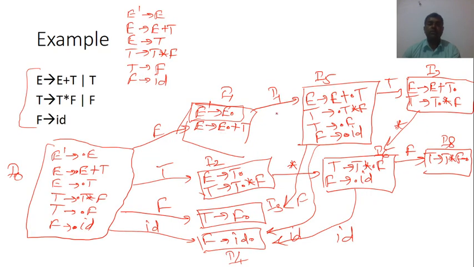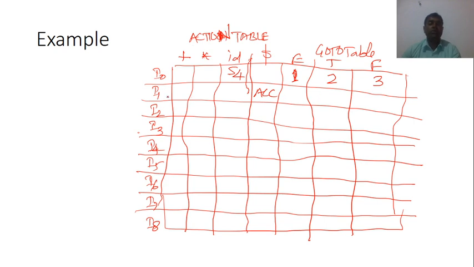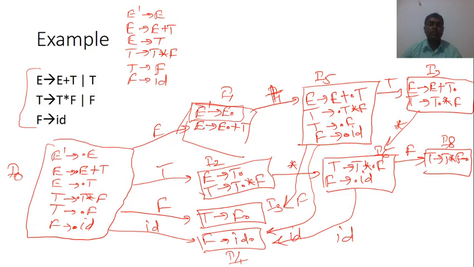When I read here plus, what we will get? I5. So I have to enter I1 row, plus column, S5. I5 means S5 because this is a terminal. When I am reading a terminal, in that case what we are entering? Shift entry. So I1 row, plus column, this is S5. It has been completed. Now go to I2. This is the condition of reduction.